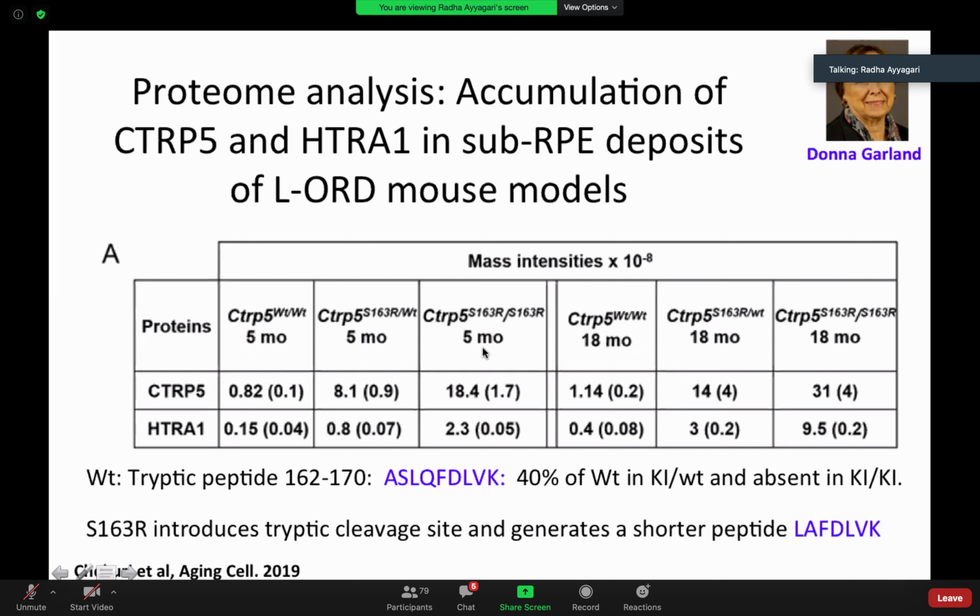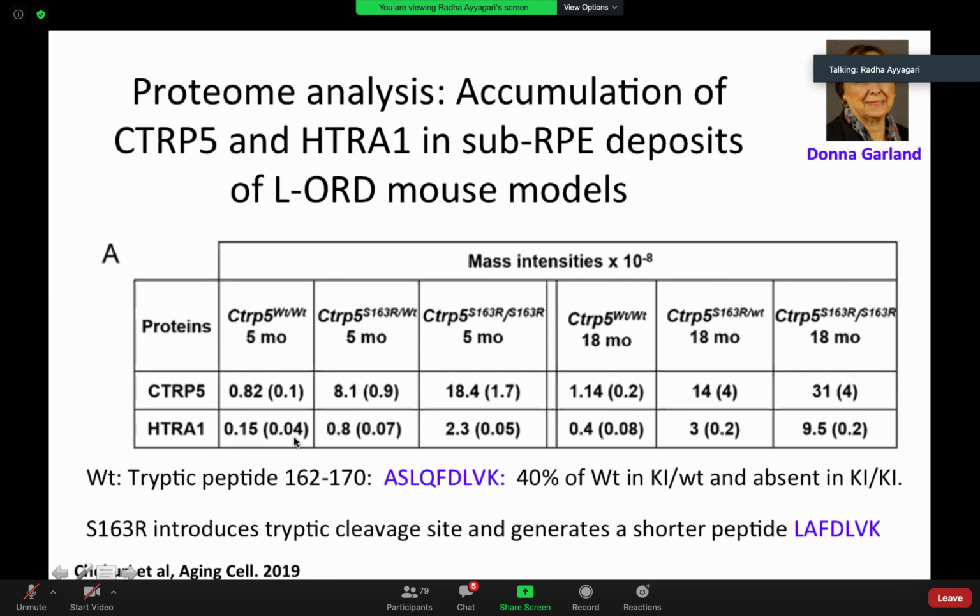And in the homozygous mouse, the levels are 18 compared to 0.82 you see here. Further, at 18 months, the extent of accumulation is much more significant in both the heterozygous and homozygous mutant mice compared to the age-matched wild-type control mice.